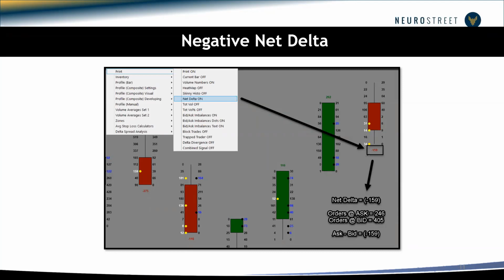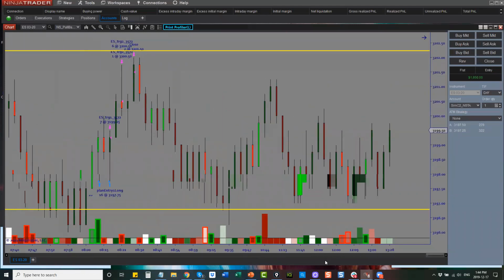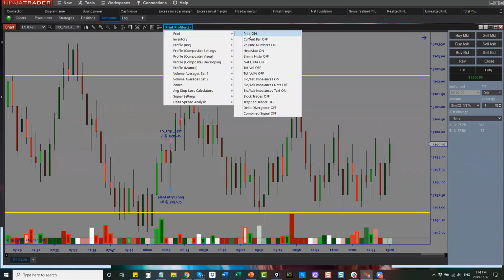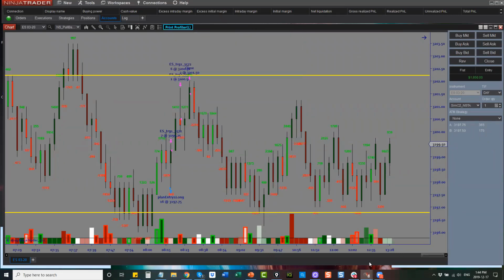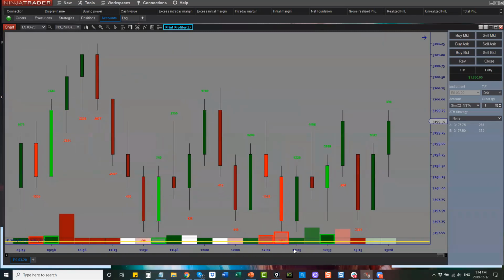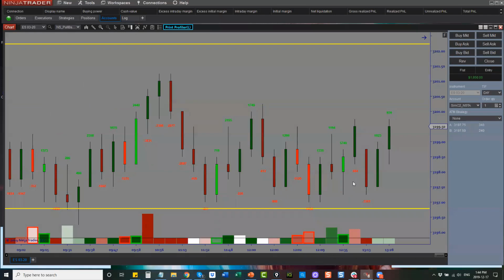Now, why do you think that delta could be a better read of sentiment as opposed to order flow in the bars? Anybody have an opinion on that? Does anybody here have a thought process on why we would look at net delta as opposed to order flow in the candles? And I'll tell you why. Because a lot of times what's going to happen is net delta gives you a bigger picture view of what's taking place at that environment.